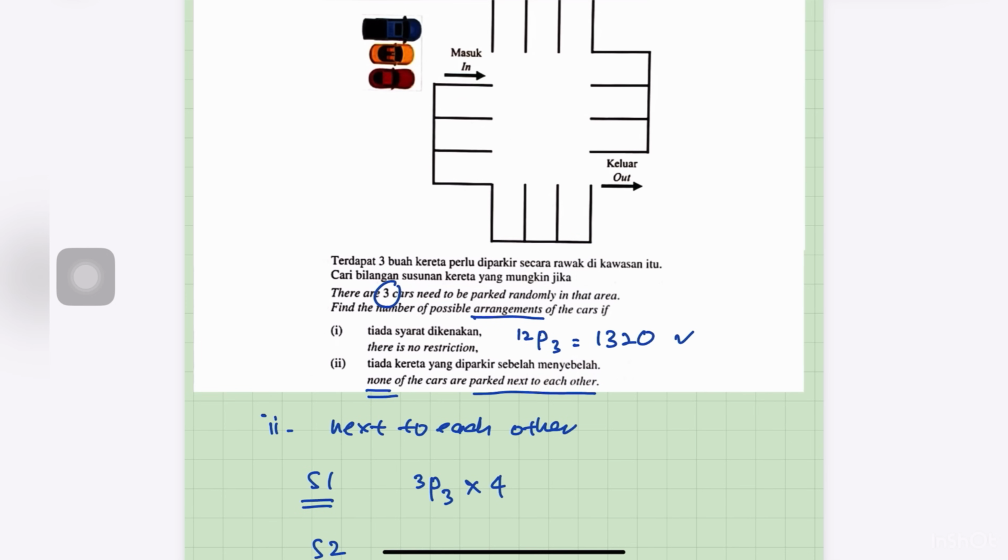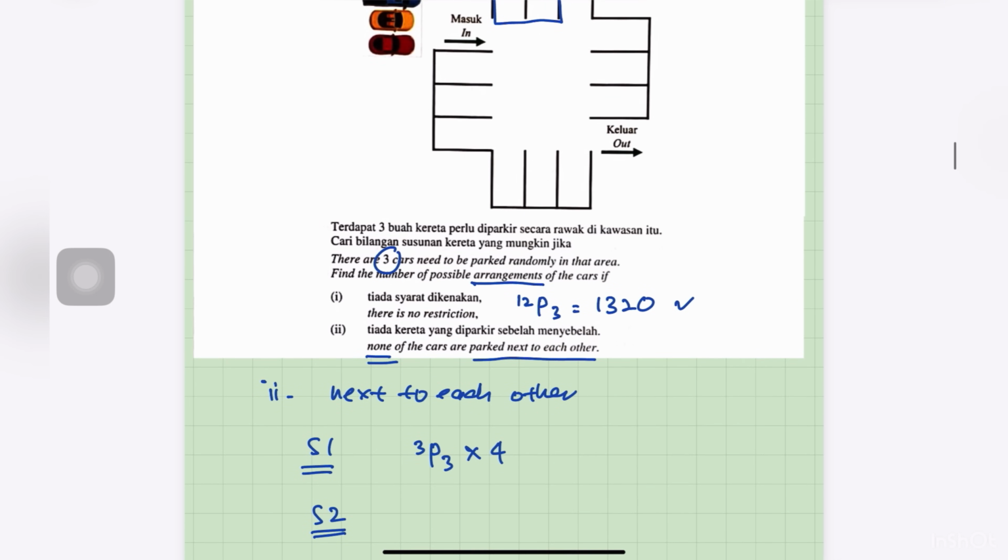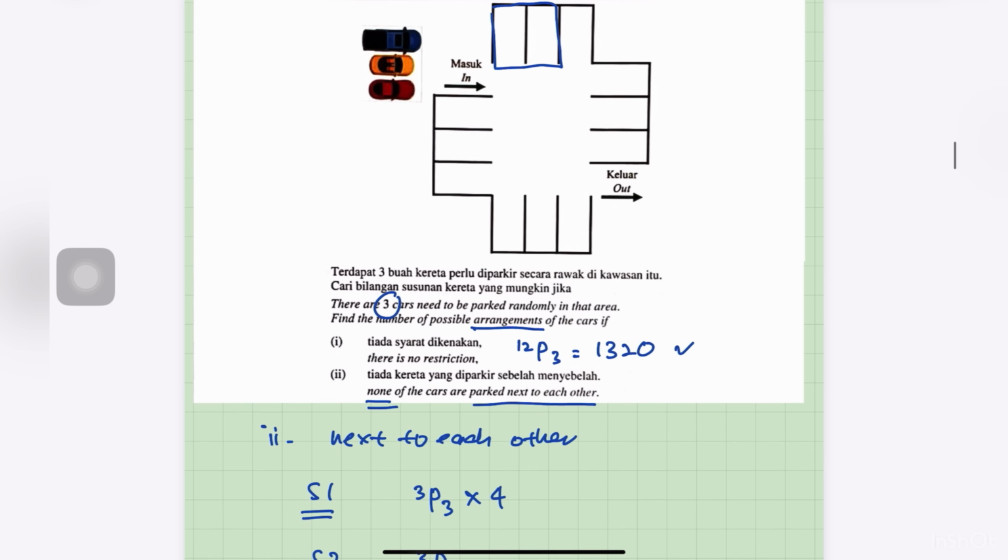Okay, so kalau 2 kereta contohlah dekat sini. Ada 3 parking lot, ada 2 kereta duduk next to each other. So 3P2. Okay. So ada satu lagi kereta kan. Dia tadi 3 kereta, 2 dah letak sini. Ada satu kereta dia tak boleh letak sini kan. Dia mesti letak dekat tempat lain.